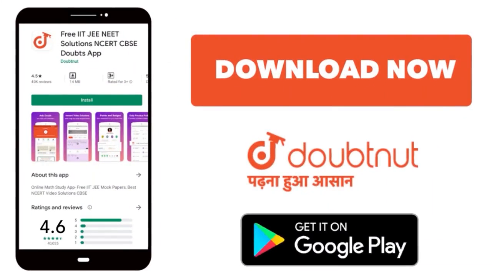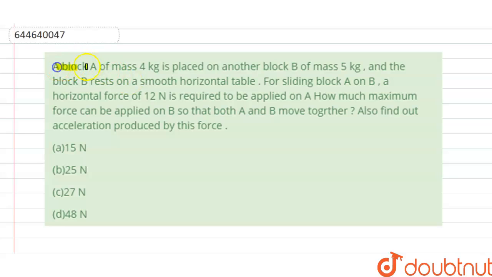Hello students, today our question is: a block A of mass 4 kg is placed on another block B of mass 5 kg, and block B rests on a smooth horizontal table. For sliding block A on B, a horizontal force of 12 Newton is required to be applied on A.